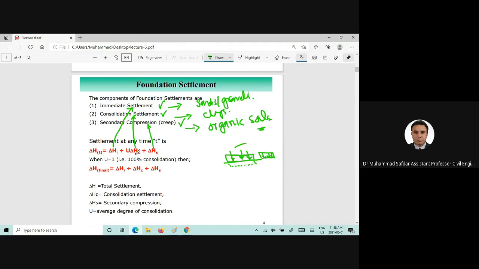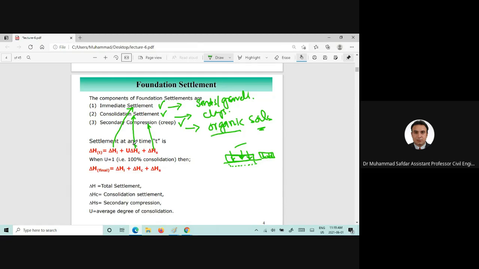And the delta HC, which is the consolidation settlement, we discussed that this is happening due to the dissipation of excess pore water pressure, and it is also time dependent. Secondary compression is a complex behavior, and it's not well known, but it is attributed to particle rearrangement or the plastic deformation which occurs over many years in soils such as organic soils.